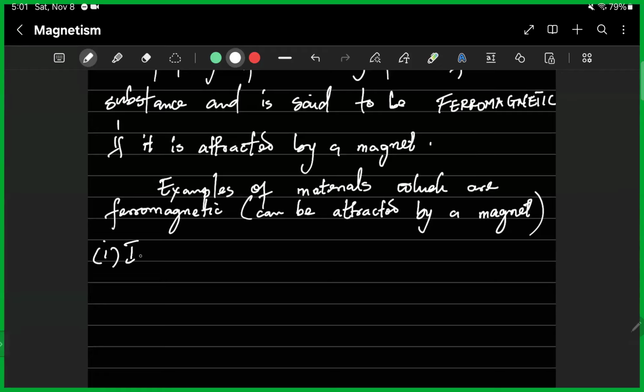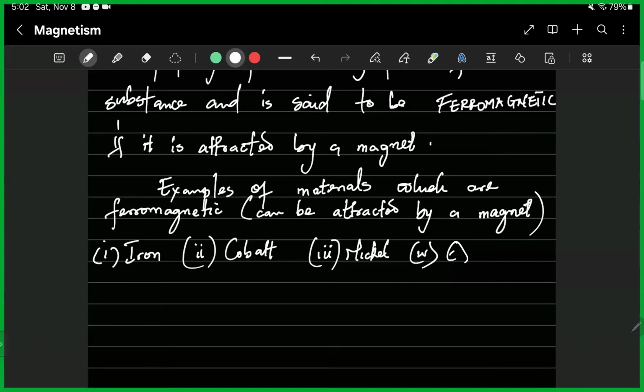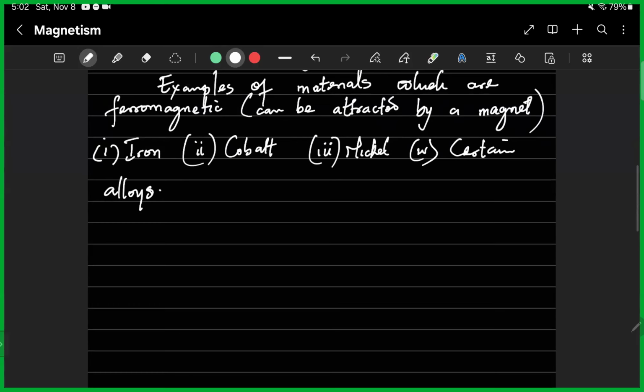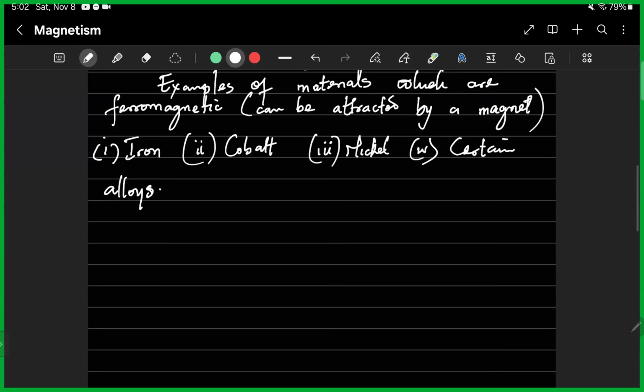Iron, cobalt, nickel, and then certain alloys. This class is very straightforward. It's a class where you take notes and then you keep that knowledge because it's important.